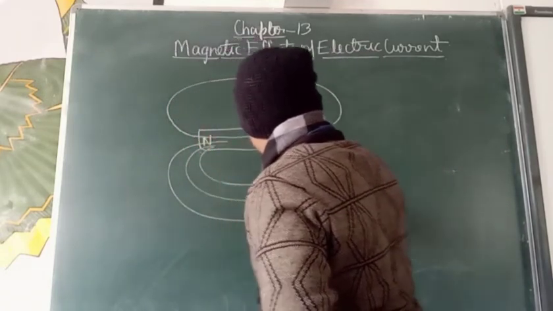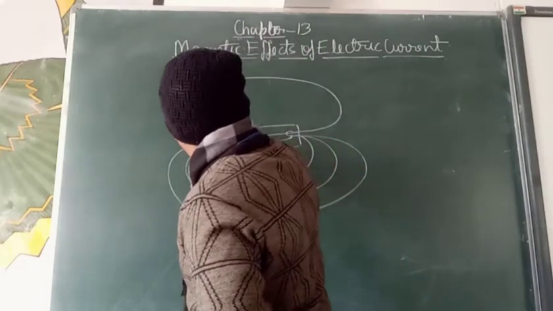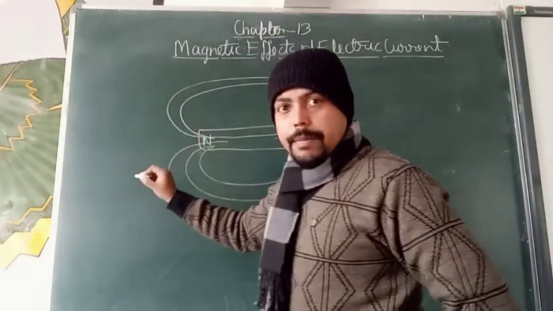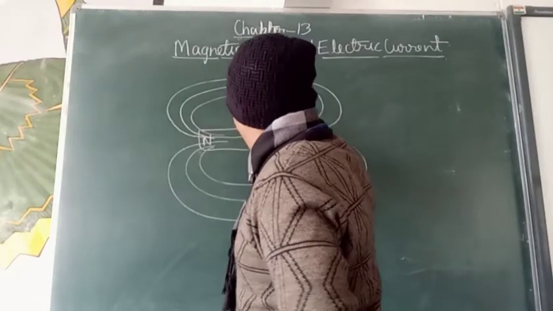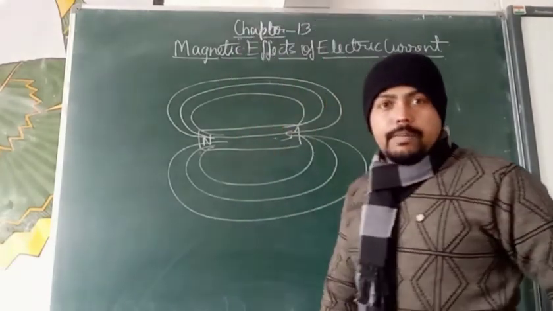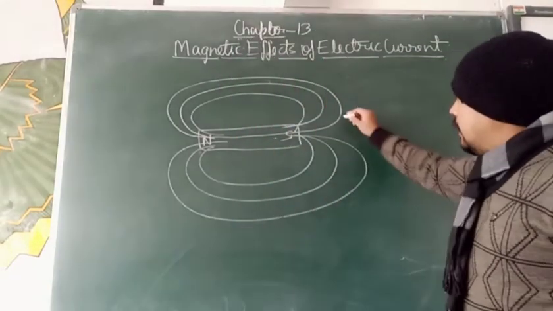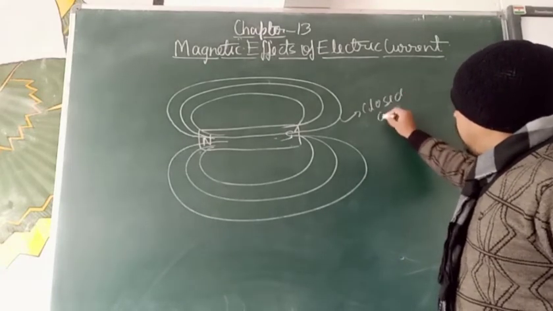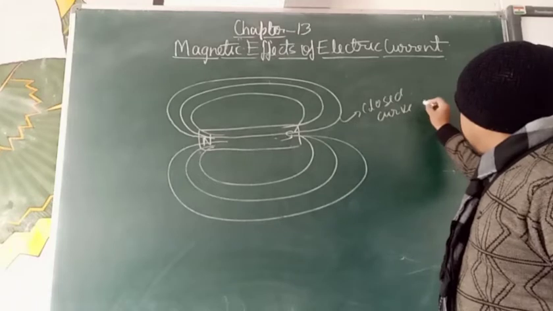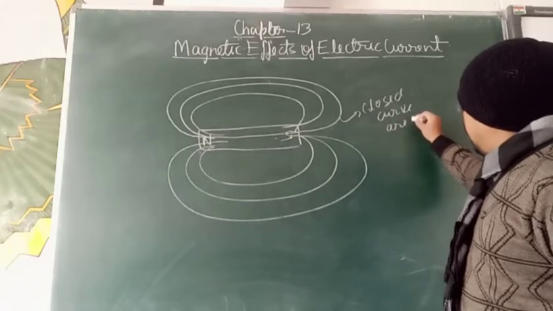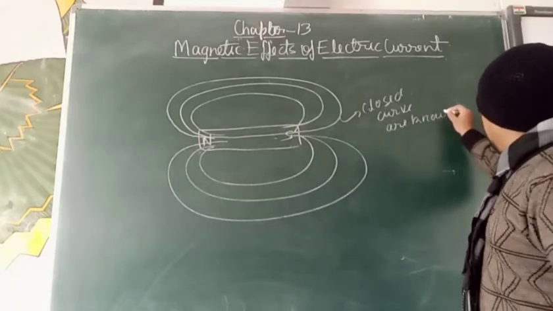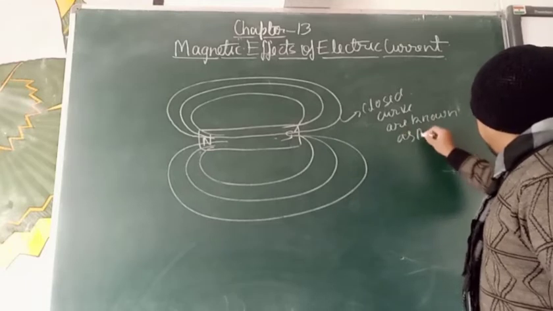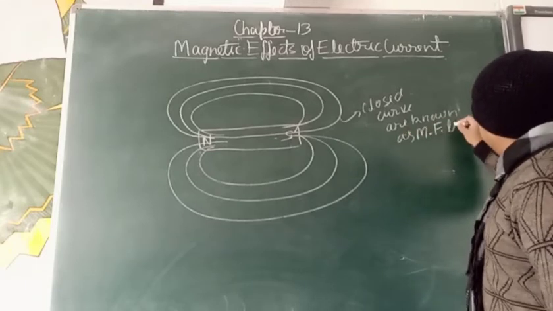Okay, around the magnets there will be numerous curves like this. There will be numerous curves which we can observe experimentally around this magnet. And these closed curves are known as magnetic field lines.